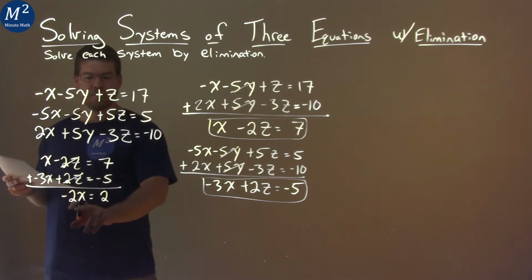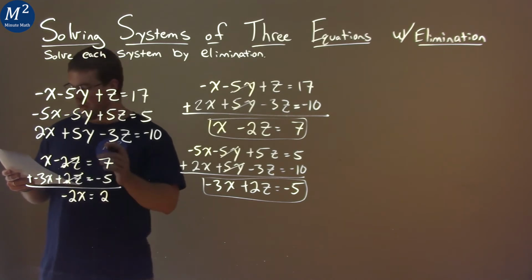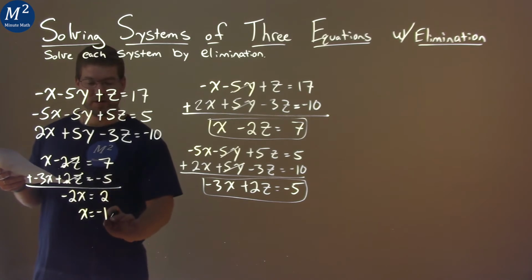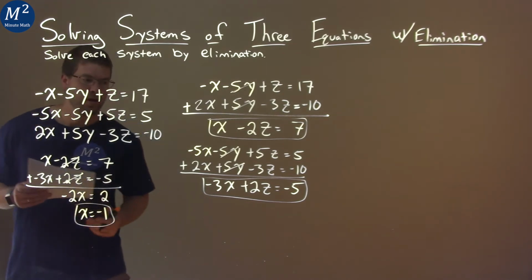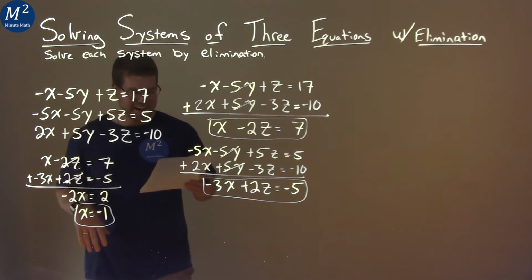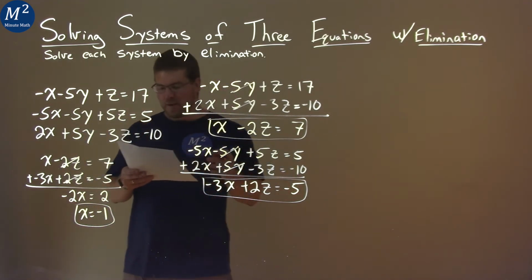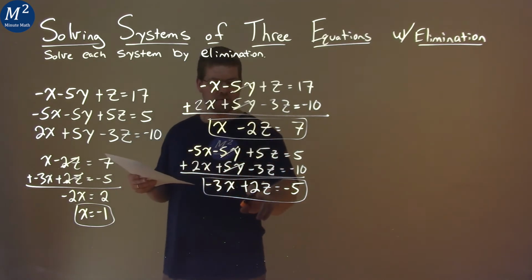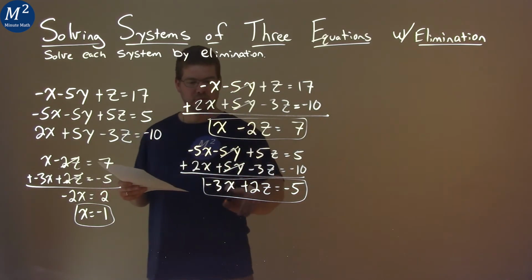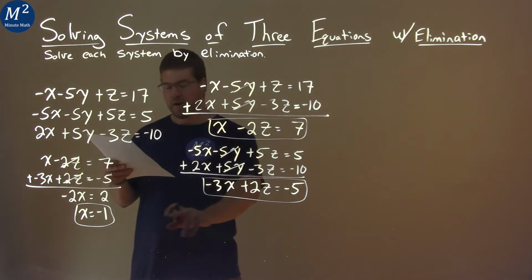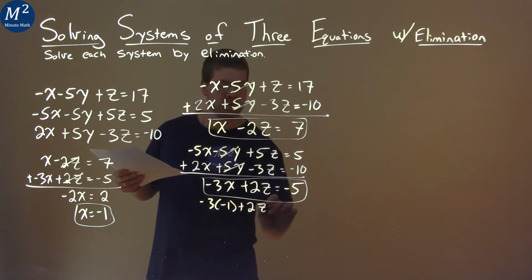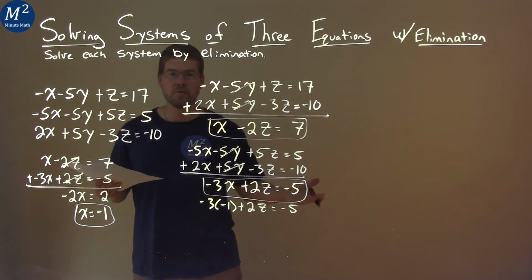Then from there we divide both sides by negative 2. x by itself is negative 1. 2 divided by negative 2 is a negative 1. All that to just get x equals negative 1. So let's keep going and see what we can do to get a z value. Lucky for us, in this equation we have x and z, so we can plug in negative 1 for x. Negative 3 times negative 1 plus 2z equals negative 5. And now we can solve for z.